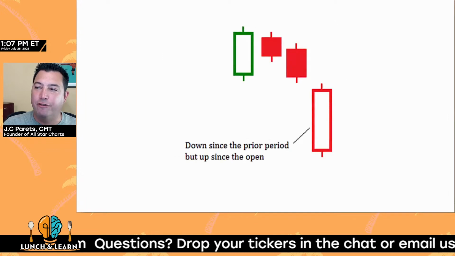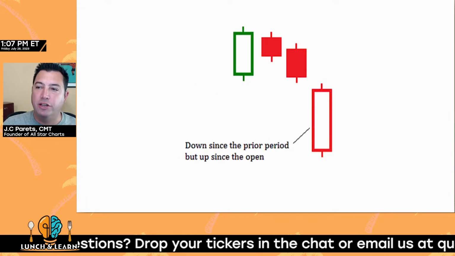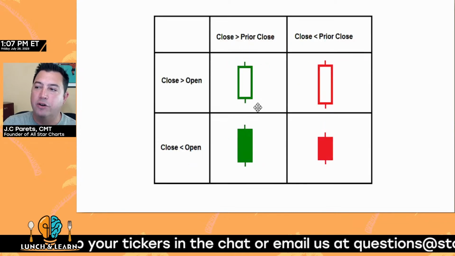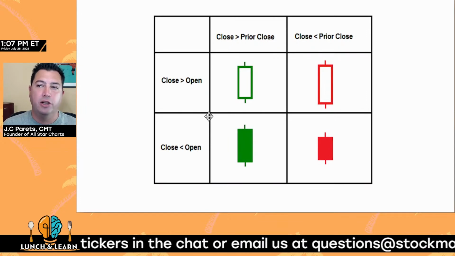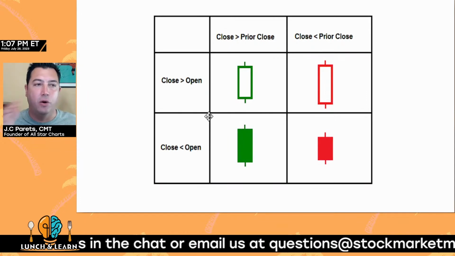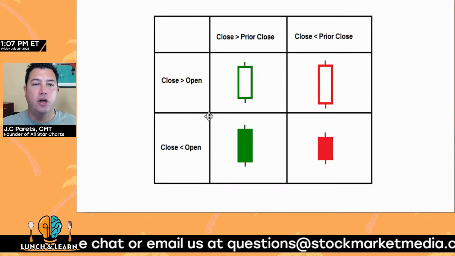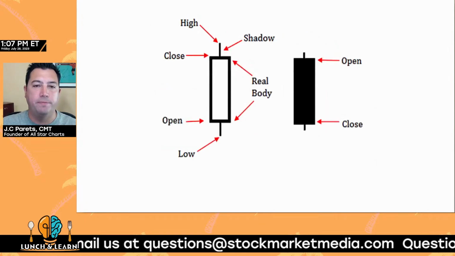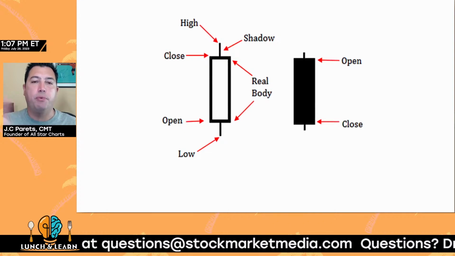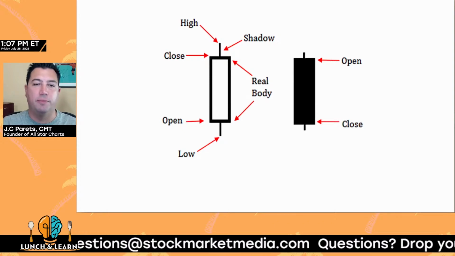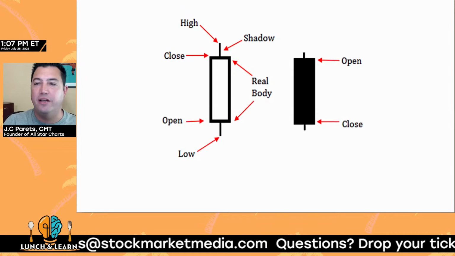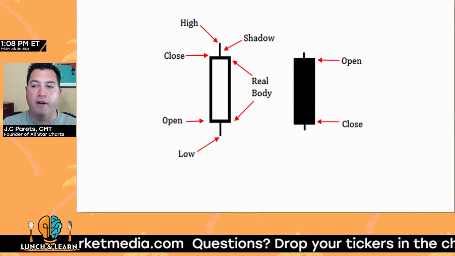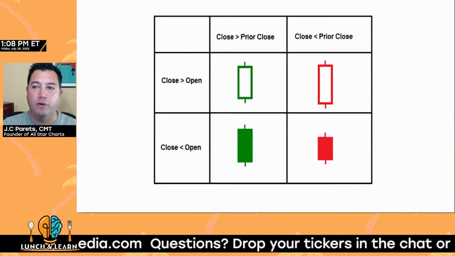Now, I want to talk about the different colors, because here we're looking at green and red colors. What do the colors mean? First we talk about filled and hollow. The filled and hollow is just where the close is relative to the open. It has nothing to do with the prior period, nothing to do with the previous day or the previous week. It's just that period alone, whether it closes above or below the open. That's whether it's hollow or filled.